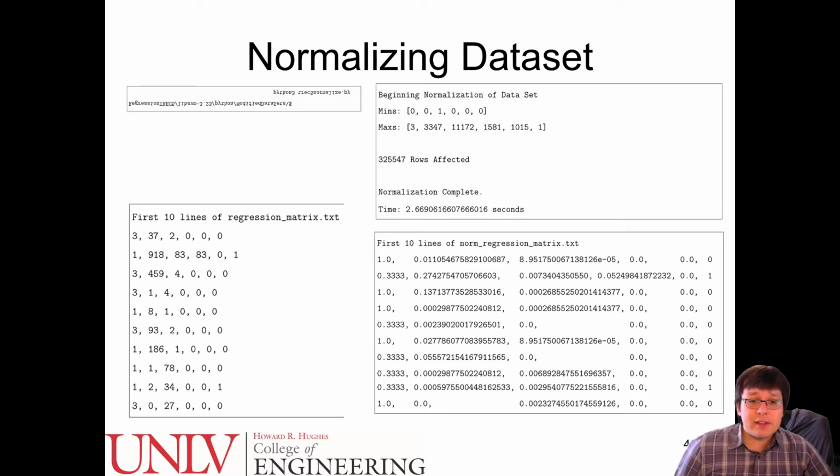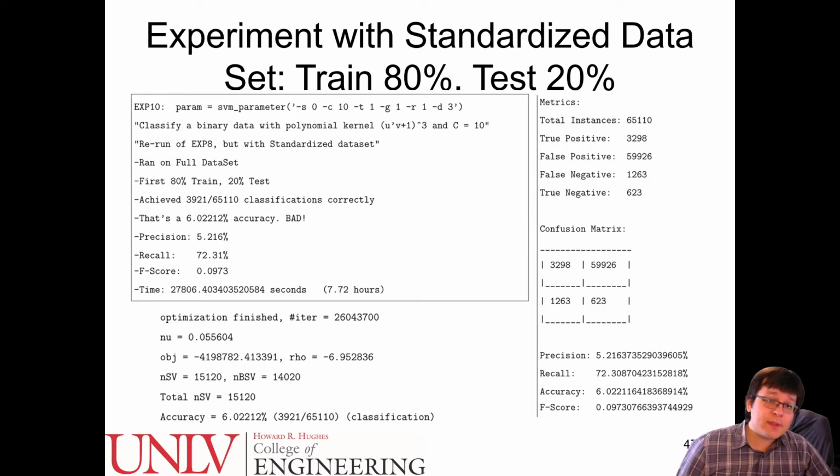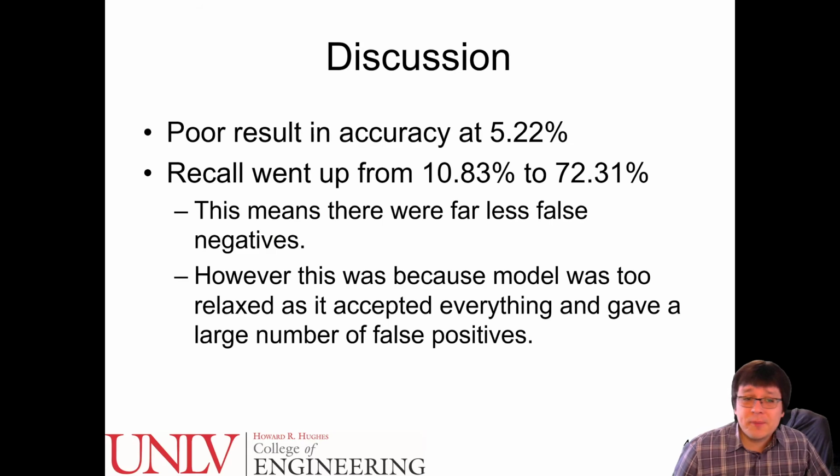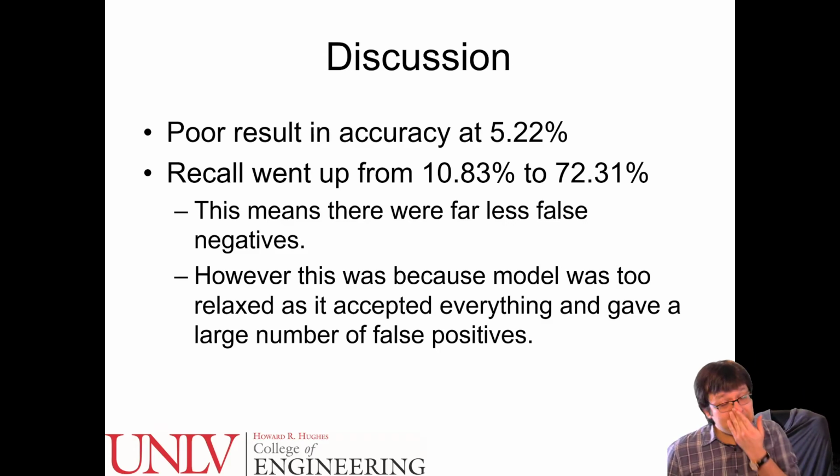Here's an example of what the data looked like before and what it looks like now after it's been normalized. We went ahead and tested that with the normalized data set. Actually, first we tested it with the standardized data set, which uses the standard deviation, and it just failed epically. 5% precision. Recall was high, but that's useless when precision is super bad, and 6% accuracy. What it really means is that there were fewer false negatives, but that's because the model was basically just accepting everything.